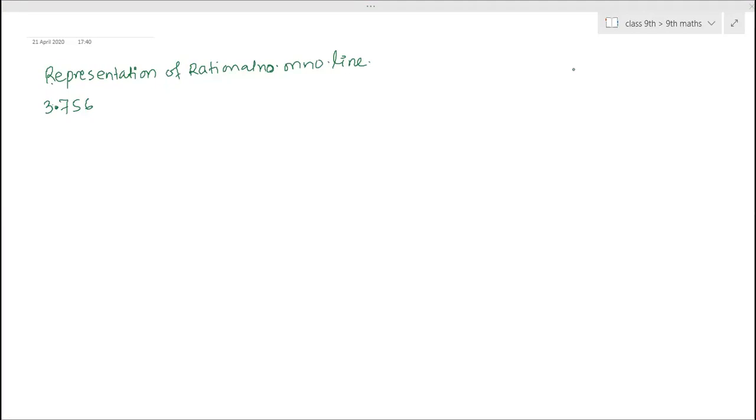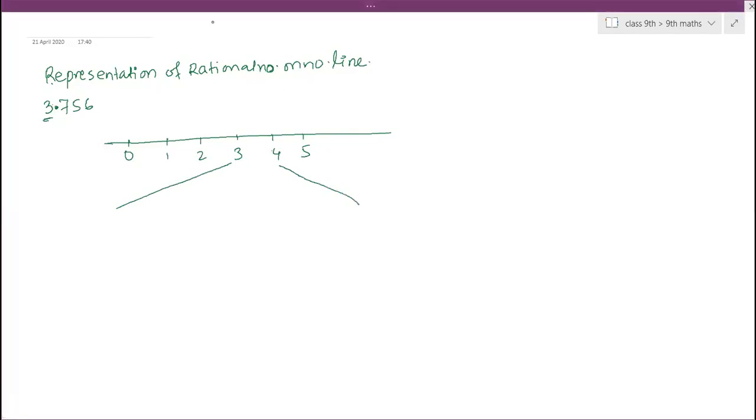For that, first we have to start with 3.756. This number is after 3 but before 4. So we start with the first representation of 3. On the number line, you start with 0, 1, 2, 3, 4, 5. Now this number lies between 3 and 4 somewhere, so we have to magnify this portion, between 3 and 4. We have to do this magnification.